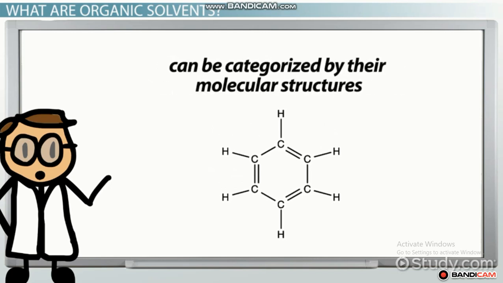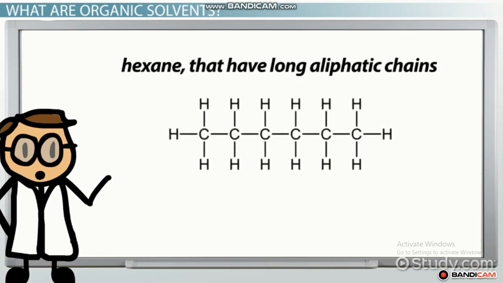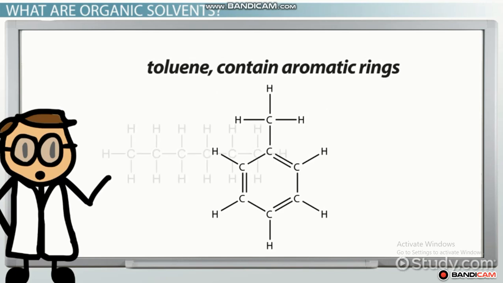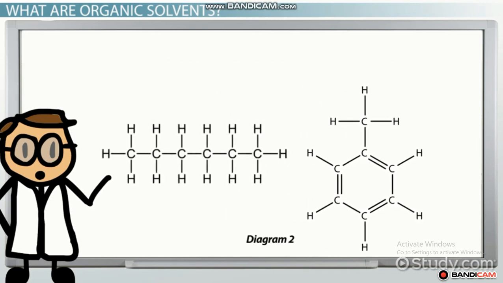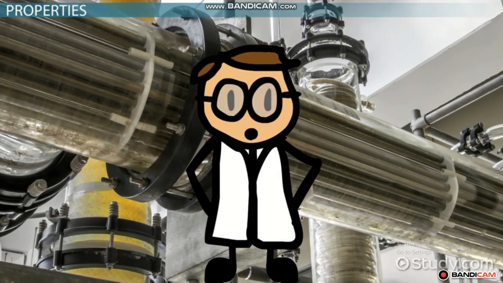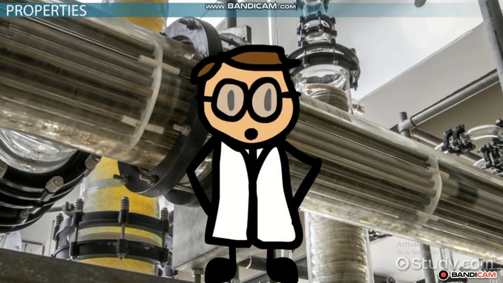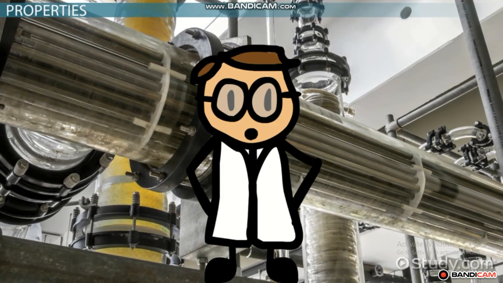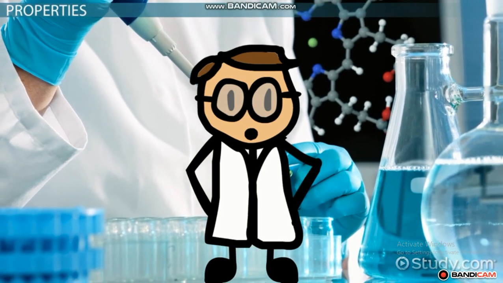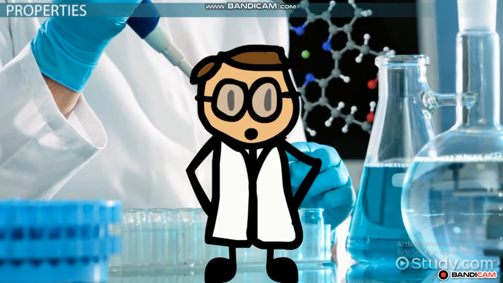Organic solvents can be categorized by their molecular structures. There are organic solvents, such as hexane, that have long aliphatic chains. On the other hand, organic solvents, such as toluene, contain aromatic rings. Diagram 2 provides a great illustration showing the difference between the molecular structures of these two organic solvents. There are numerous organic solvents used in the chemical industry, too many to name and discuss in this lesson. However, we can broadly generalize the physical properties of organic solvents. Let's look at 3 physical properties you are most likely to encounter when working with or handling an organic solvent.